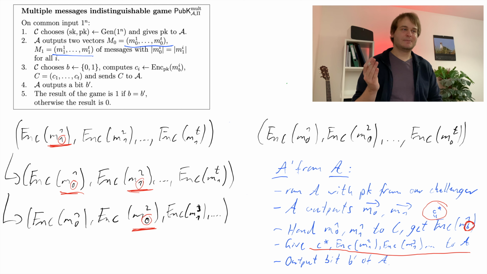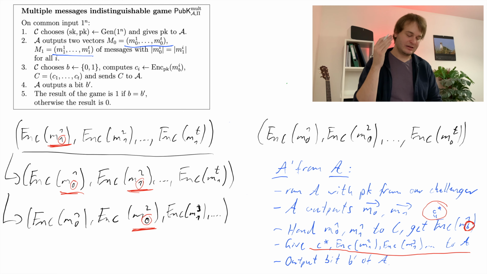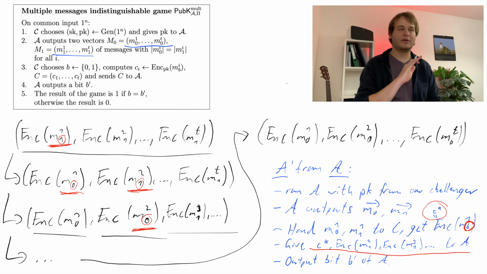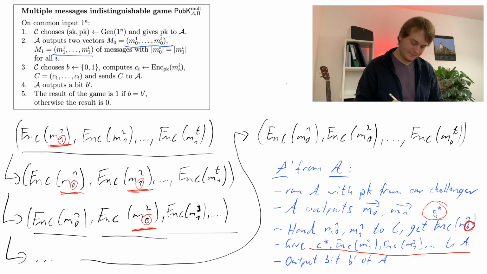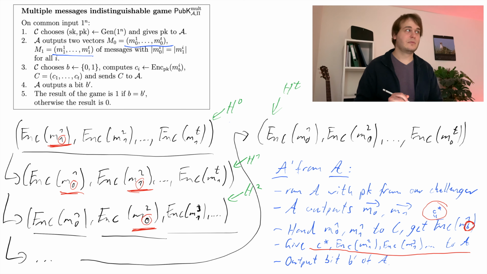And if I go on doing this, then eventually I will have replaced all of the messages in this vector where I started with all of the messages being from the M1 vector. Now I get a vector where I've replaced all of the messages with the M0 messages, and then I would get to this vector where all the messages encrypted are the M0 messages. In the lecture, we gave these distributions names. So this was called H0, this was H1, this is H2, and so on all the way until HT.